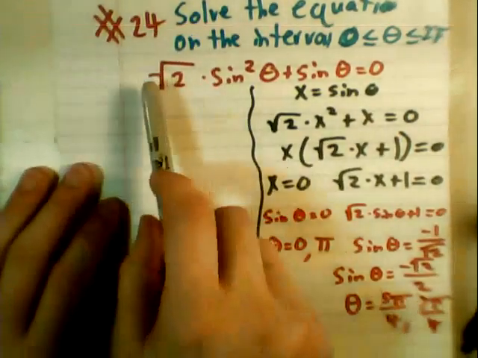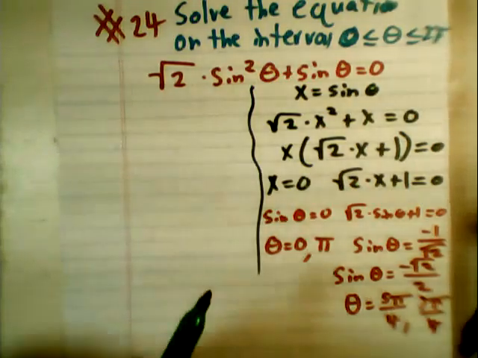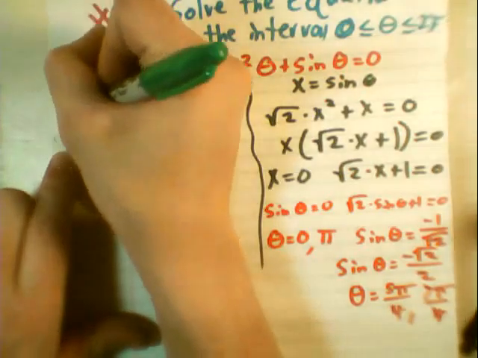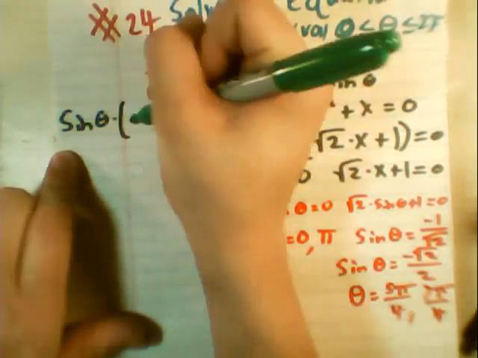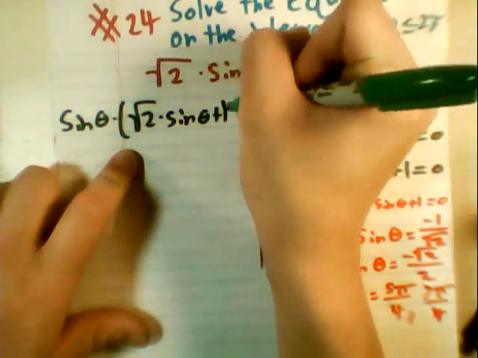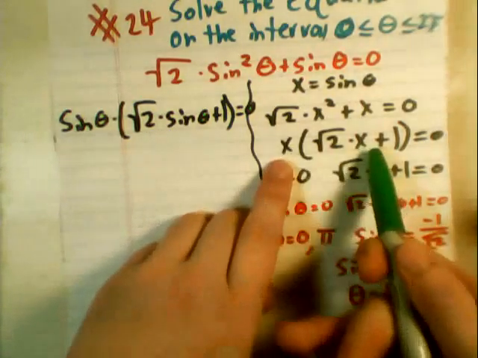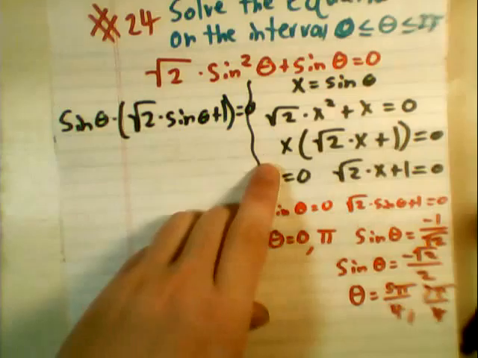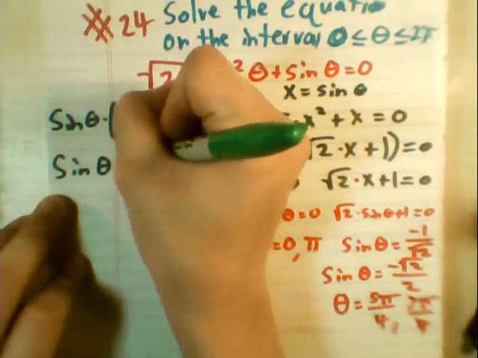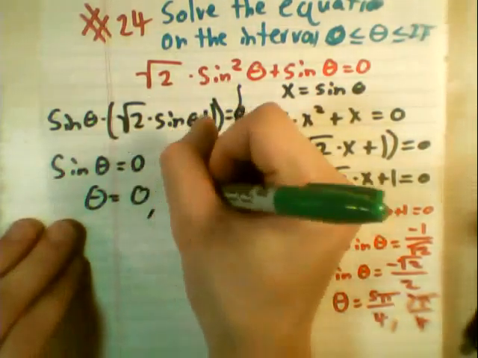On this side, let's go ahead and actually just solve it with sines. So we're going to factor out a sine, and we're left with the square root 2 times sine theta plus 1 equals 0. Well, this is pretty much the same thing we got right here, just with the sines in instead of x's. So if we set each part equal to 0, we get sine theta equals 0. Again, that's the same thing here. Theta equals 0, pi.